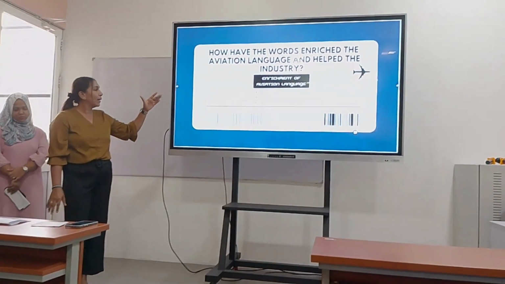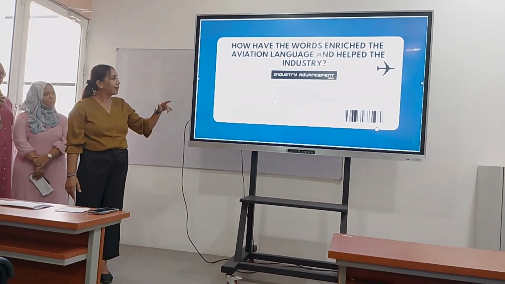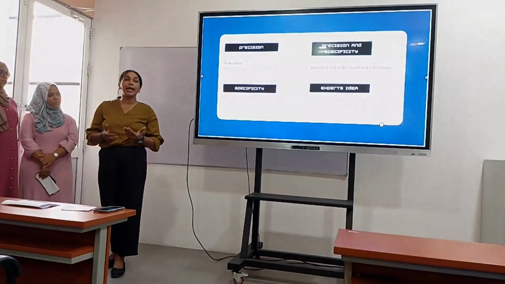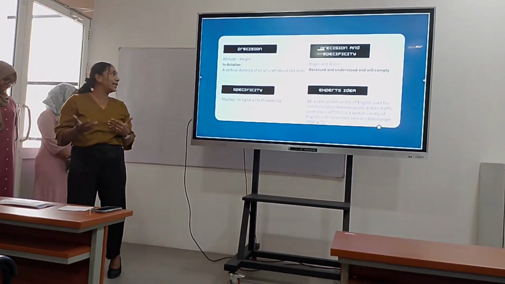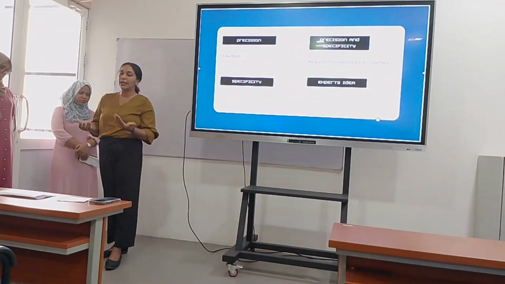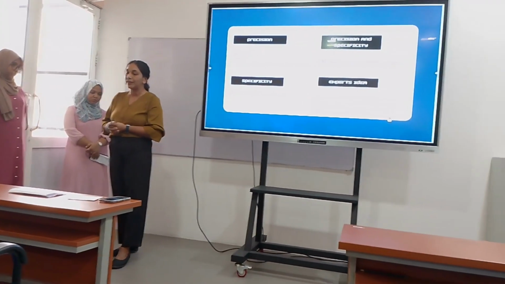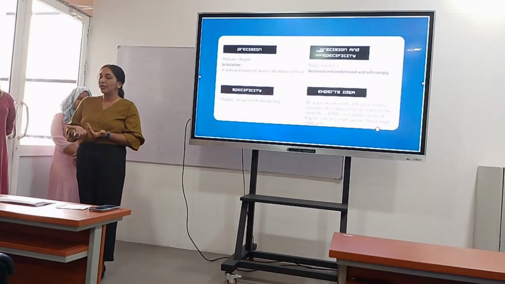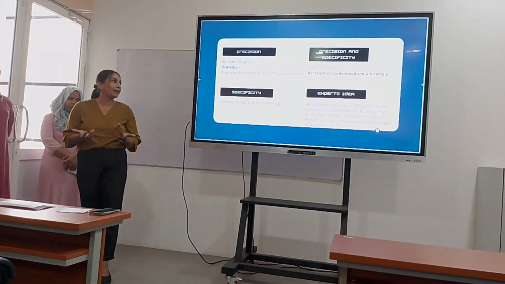Here under precision, I have mentioned an example, altitude. In everyday language, altitude refers to height, but in aviation, it has a precise meaning: the vertical distance of an aircraft above sea level. This precision is critical for ensuring that pilots and air traffic controllers understand the exact position of the aircraft. When it comes to specificity, terms are designed to convey detailed and exact information about various aspects such as flight conditions and aircraft parts, etc.